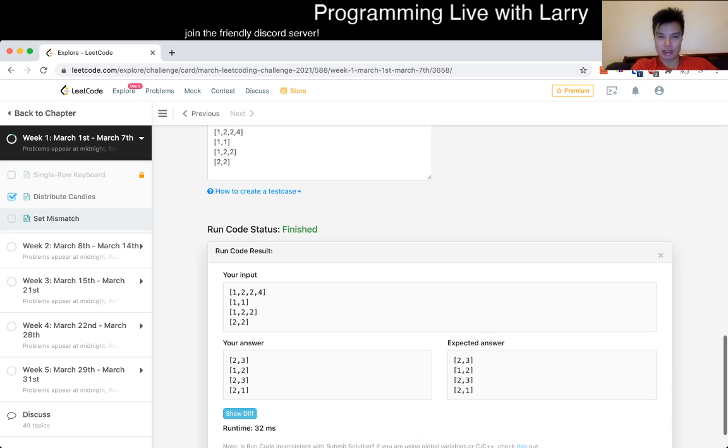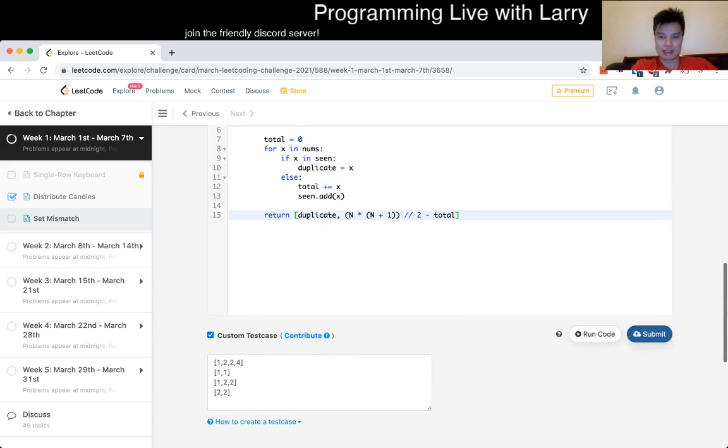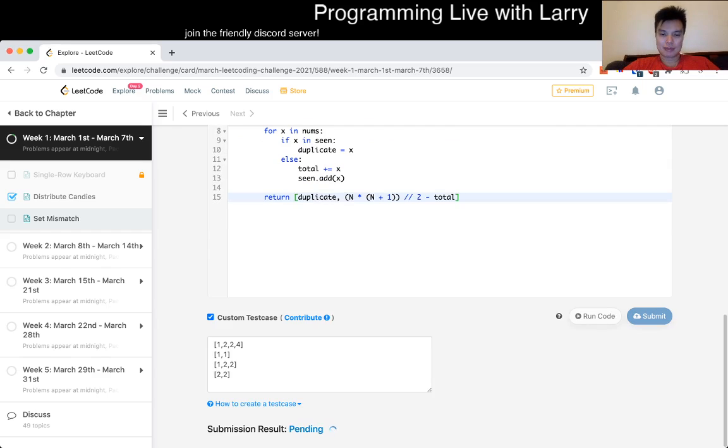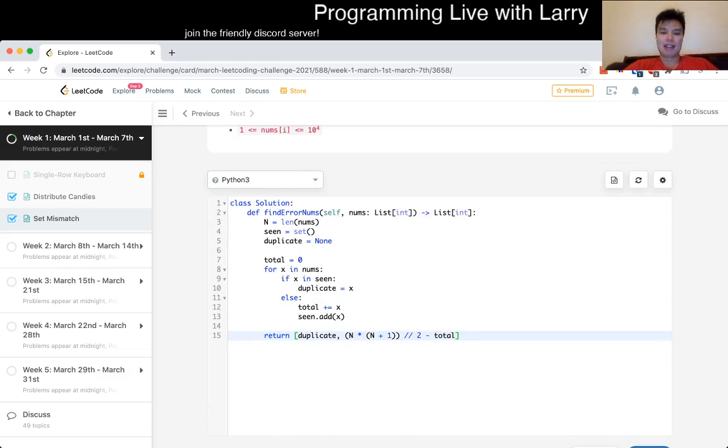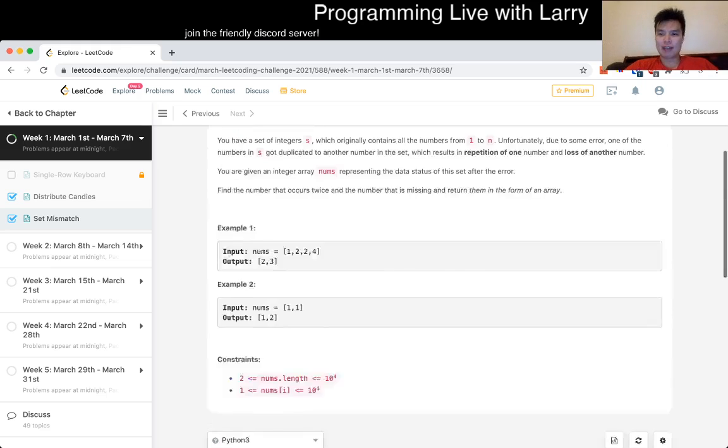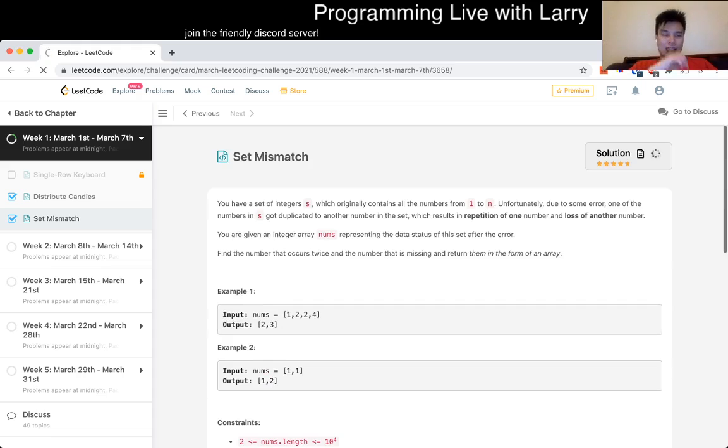Cool. So this looks good. Let's give a nice submit. So this is going to be linear time, linear space. Linear time because this for loop is going to be O of n, and space because the set is going to be O of n as well. I'm going to look at the solution to see if there's a better solution, because I am curious if there's an O of 1 solution.